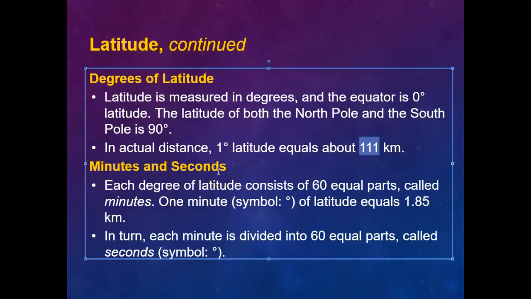It can get a little bit confusing, but this has nothing to do with time. It's a measurement of distance. Okay. Each degree of latitude consists of 60 equal parts called minutes. So 60 minutes makes 1 degree of latitude. That means that each minute is about 2 kilometers or so. 1 minute of latitude equals 1.85 kilometers, about 2. And then you can take each of those minutes and divide it into 60 equal parts again, called seconds. And they get smaller and smaller and smaller.